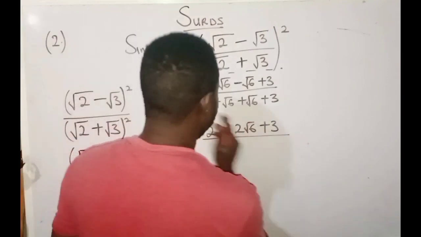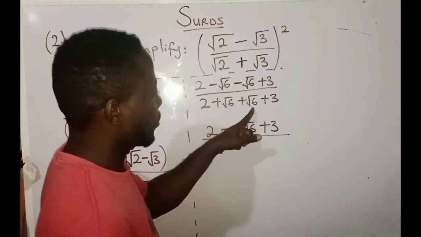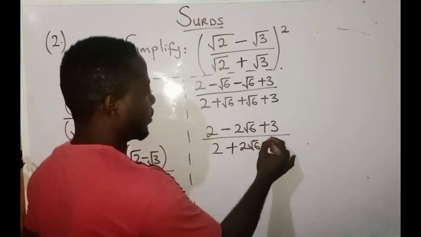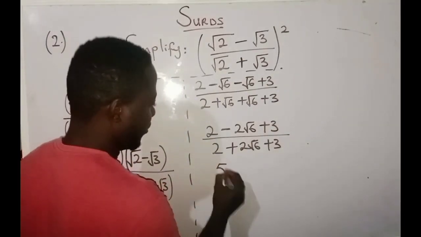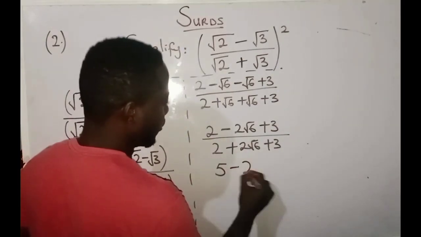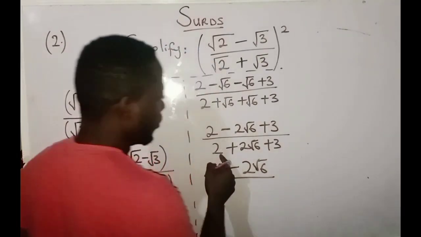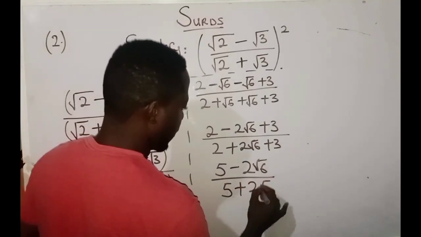Right. And this is going to give us 2 plus root 6 plus root 6 will give me plus 2 root 6 plus 3. Right. And when I say 2 plus 3, it will give me 5 minus 2 root 6. All over 2 plus 3, 5 plus 2 root 6.